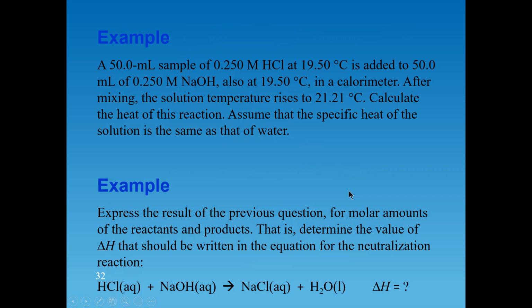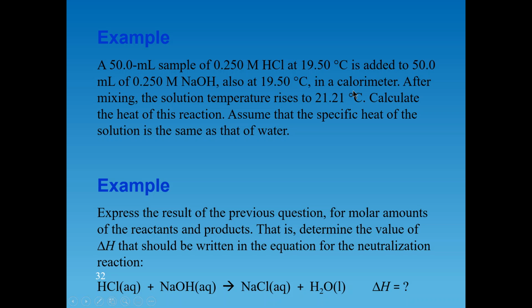So with that said, let's look at these two examples. And I'm going to start off with the first one. In the case of the first one, they gave us some information about a 0.250 molar solution of hydrochloric acid. Its temperature initially is 19.50 degrees, and the volume is given as 50.00 mL, and it's added to an equal amount of sodium hydroxide of the same molarity and the same temperature in a calorimeter.